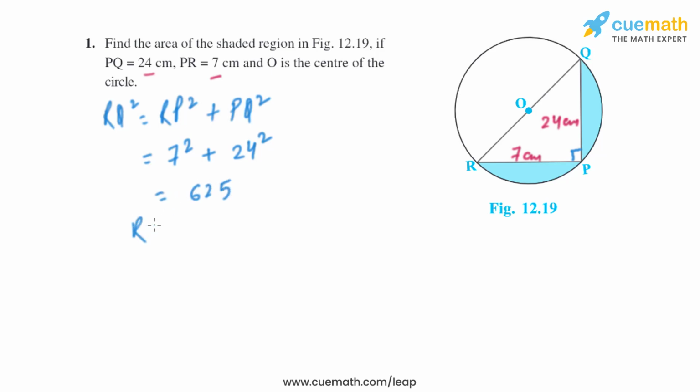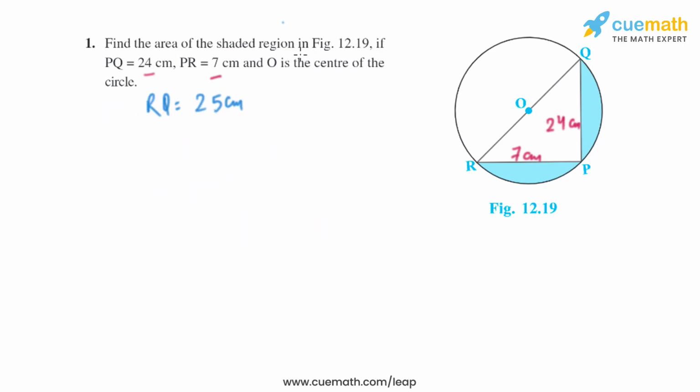625. So from here we will get the length of RQ, that is the square root of 625, which is the same as 25 centimeters. So we have got the length of RQ, that is basically the diameter of the circle. So we'll get the radius, that is 25 divided by 2 centimeters.